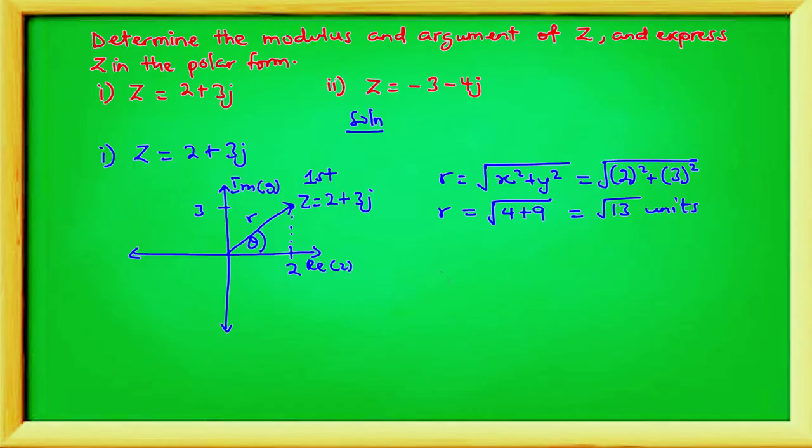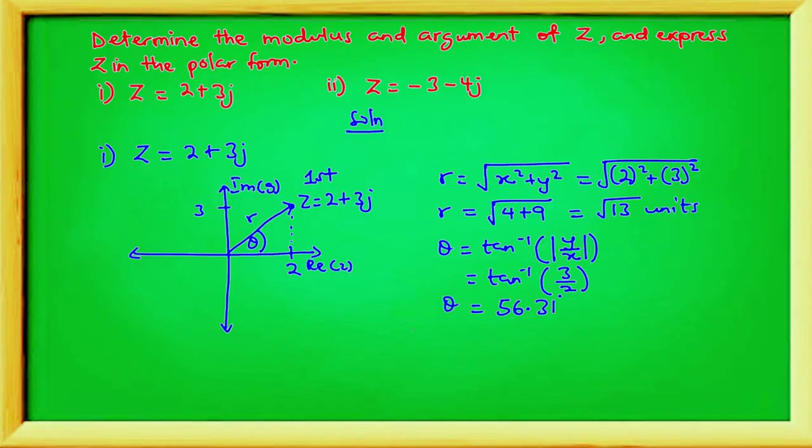Now let's find the value of theta. So theta is given as tan inverse of the absolute value of y divided by x. So this becomes tan inverse of, we have y to be 3 and then x to be 2. So tan inverse of 3 over 2 gives 56.31 degrees. So this is the value of the argument.